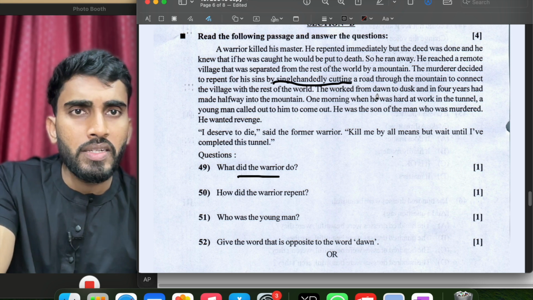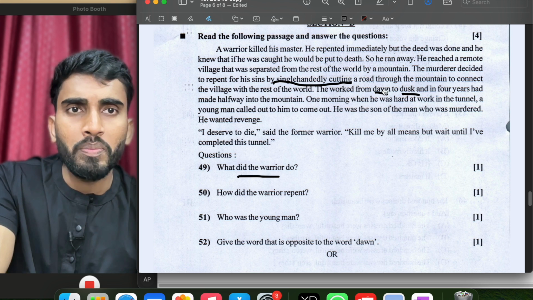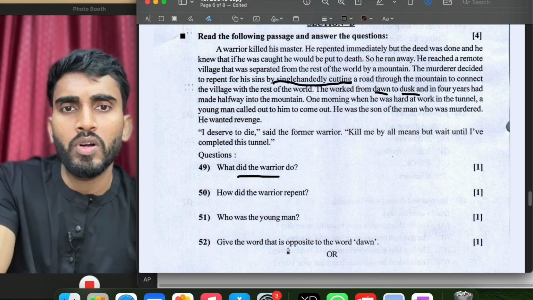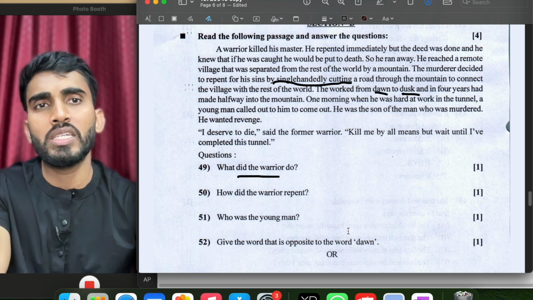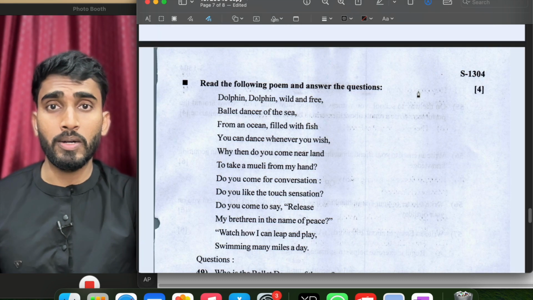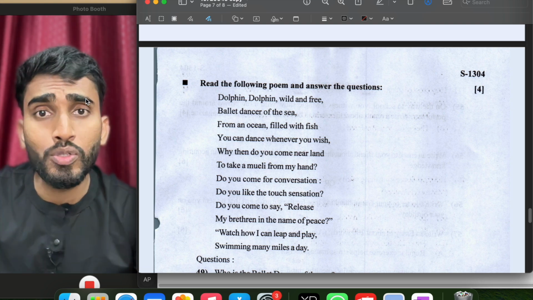So here as it is written, dawn to dusk. Dawn means early morning before sunrise. Dusk means after sunset. So these two are opposite words. So the word that is opposite to the word dawn is dusk. Let's say if you attempted the poem comprehension. So let us discuss this too.